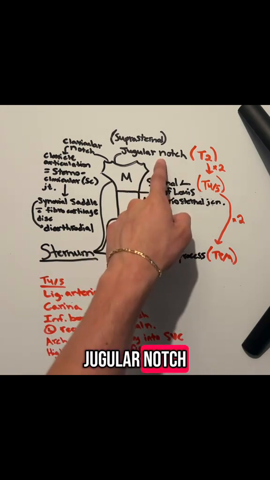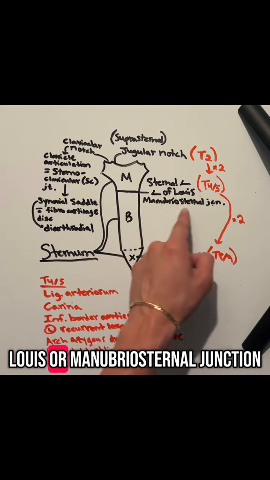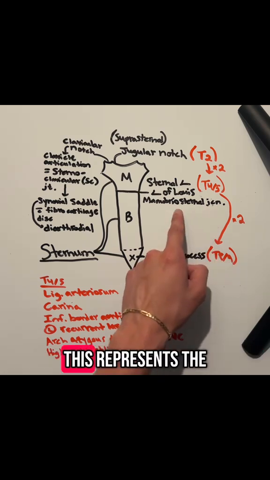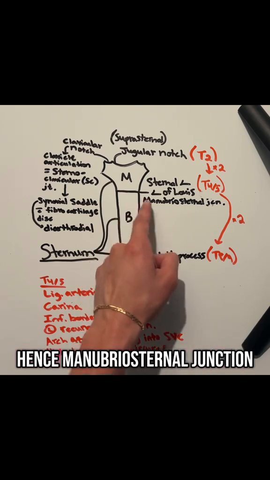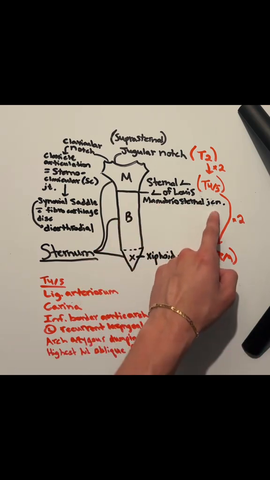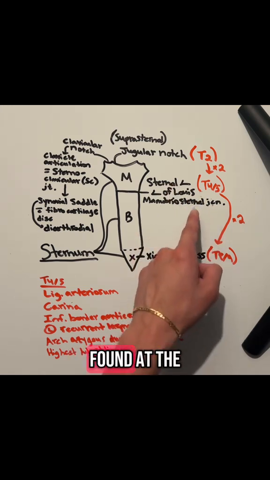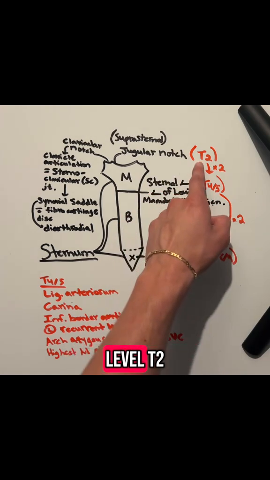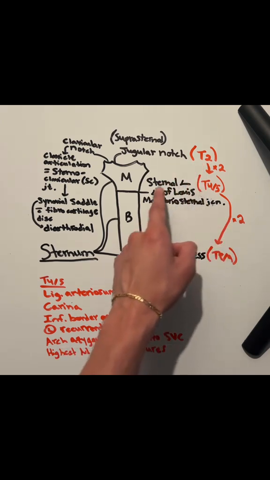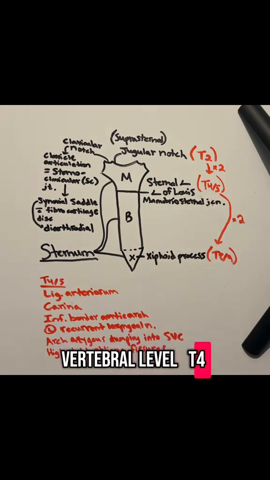Other than the jugular notch, we also have the sternal angle, also known as the angle of Louis or manubriosternal junction. This represents the junction between the manubrium and the body, hence manubriosternal junction, and it also is known as the sternal angle or angle of Louis, and this is found at vertebral level T4, T5. So the jugular notch is found at vertebral level T2, whereas the sternal angle, aka angle of Louis, aka manubriosternal junction, is at vertebral level T4, T5.